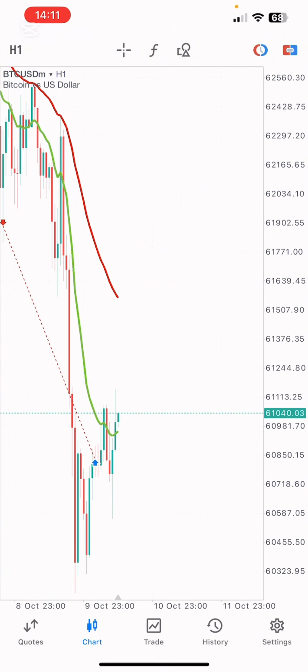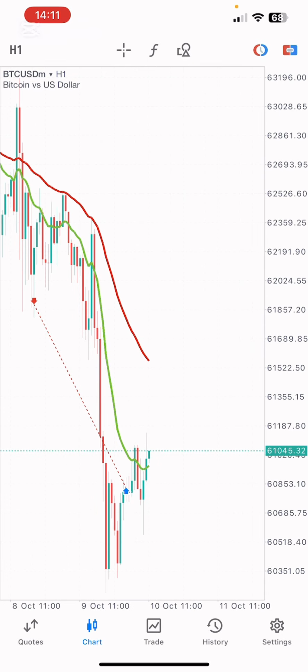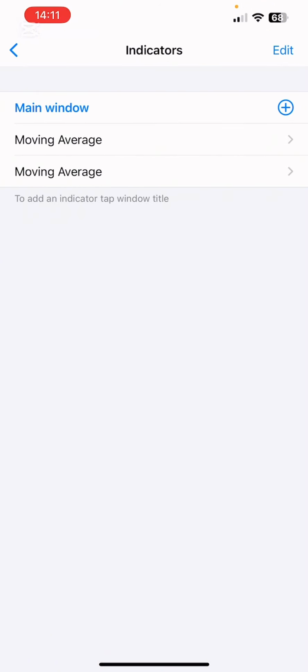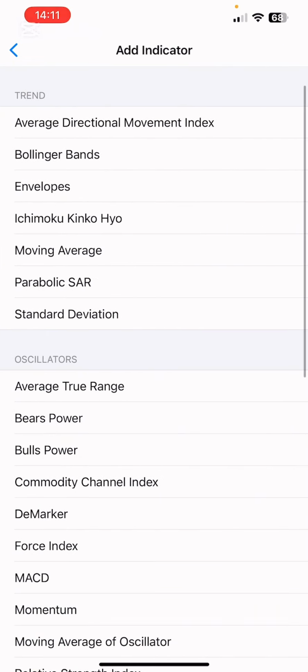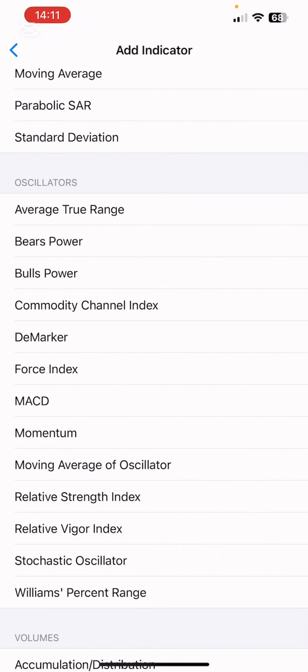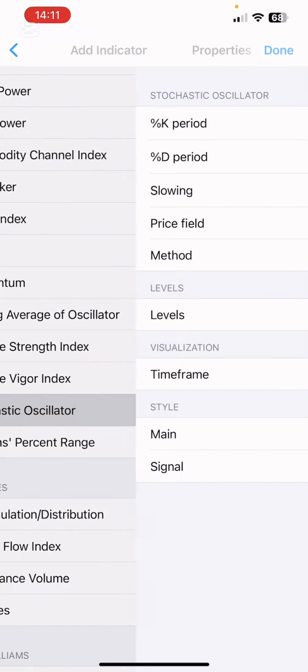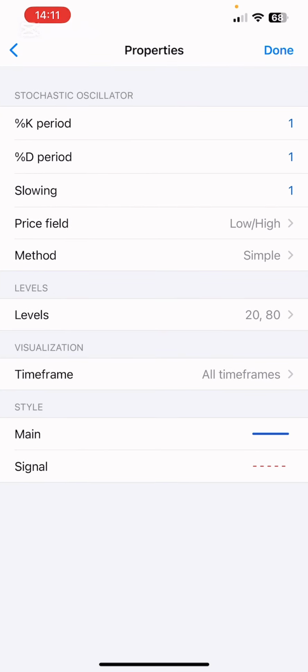Then this is what you are now seeing. At the end of the day, after adding these two, the 14 EMA and the 50 EMA, let's add our next indicator. For the next indicator, you come to this plus icon. Then you look for the stochastic oscillator. You scroll down under oscillators and you are going to see stochastic. You tap the stochastic.